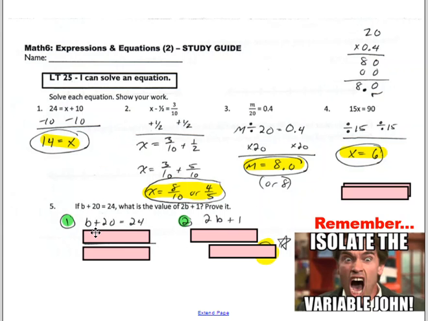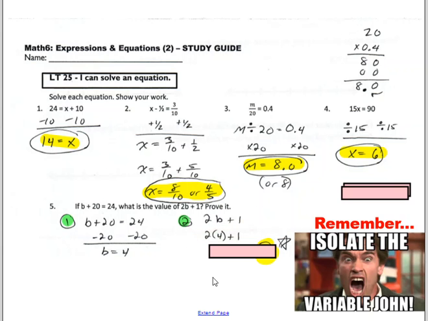I want to get the variable by itself, so I subtract 20 from both sides, and that gives me a value of 4. B has to be 4 to make that true. We agree with that. But there's a second part here. If that is true, then what is the value of this? Well, we now take our value and we substitute it in there. 2b plus 1. Well, that would really be 2 times 4 plus 1.